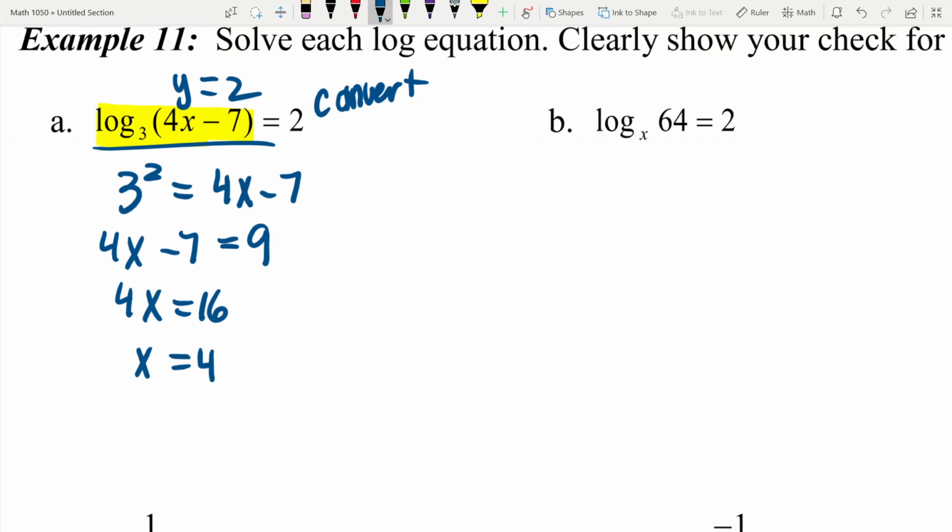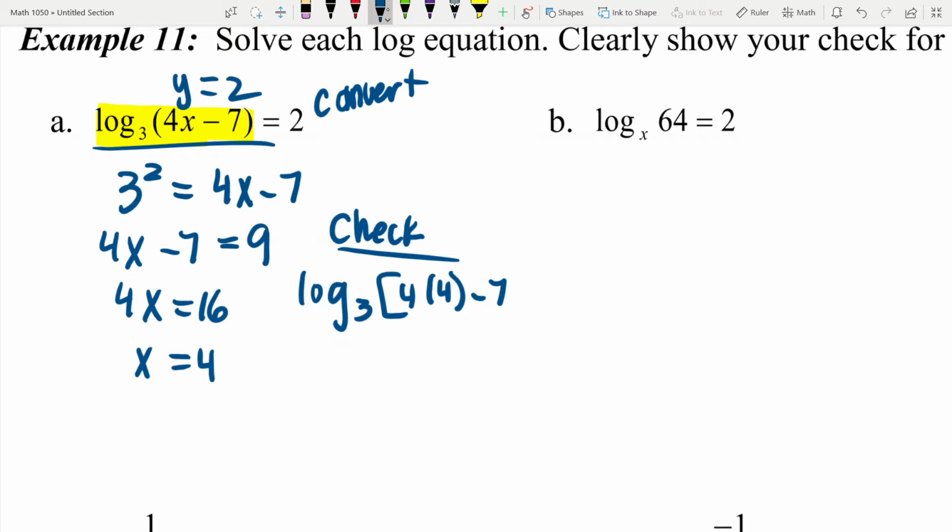If the problem is given in log, you must check. If you don't check, then maybe you think 4 is an answer, but it doesn't really work out. Okay? Look what you're going to do. Everybody go log base 3, bracket 4 times 4 minus 7, close it off, equals 2. Now, I'm going to show you how to put this in your calculator.